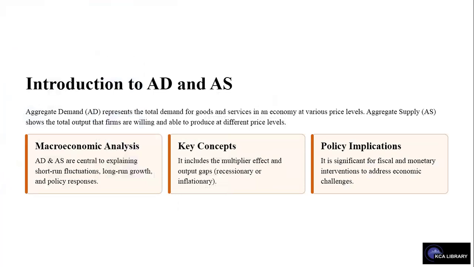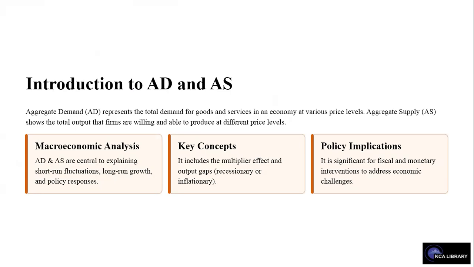As an introduction, aggregate demand represents the total demand for goods and services in an economy at various price levels. And aggregate supply shows the total output that firms are willing and able to produce at different price levels.